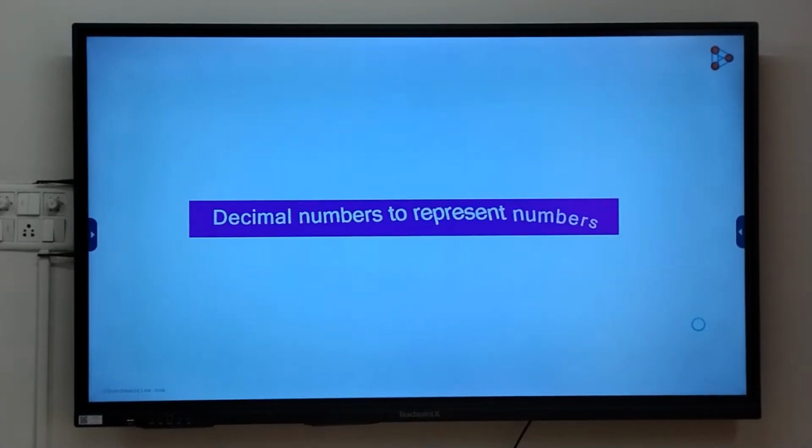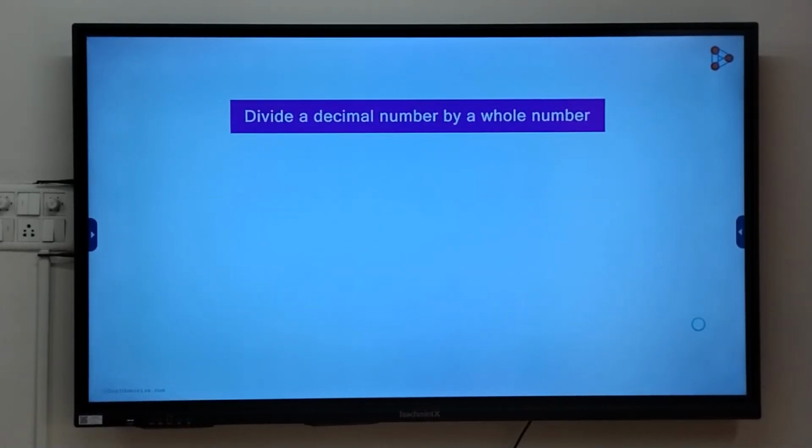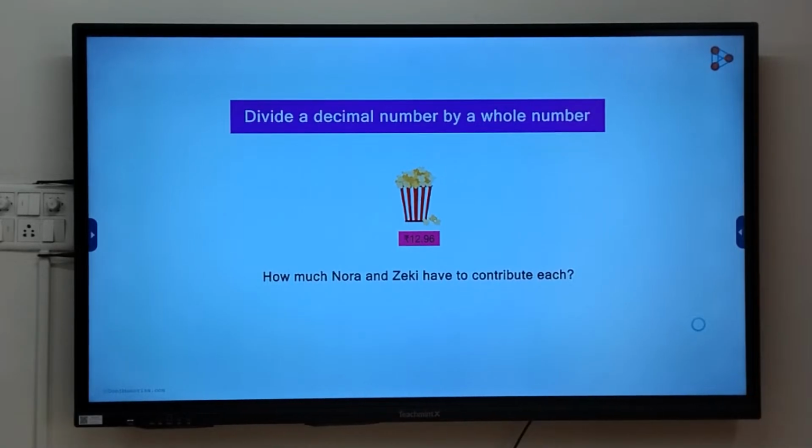We have seen how decimal numbers are very useful in our everyday life to represent numbers. Now, we may often come across a situation where we would need to divide a decimal number by a whole number. For example, suppose that Nora and Zeki bought popcorn for 12.96 rupees, and both of them decide to share the cost of the popcorn. To know how much each one of them has to contribute, we need to divide 12.96 by 2. But how do we divide a decimal number by a whole number?